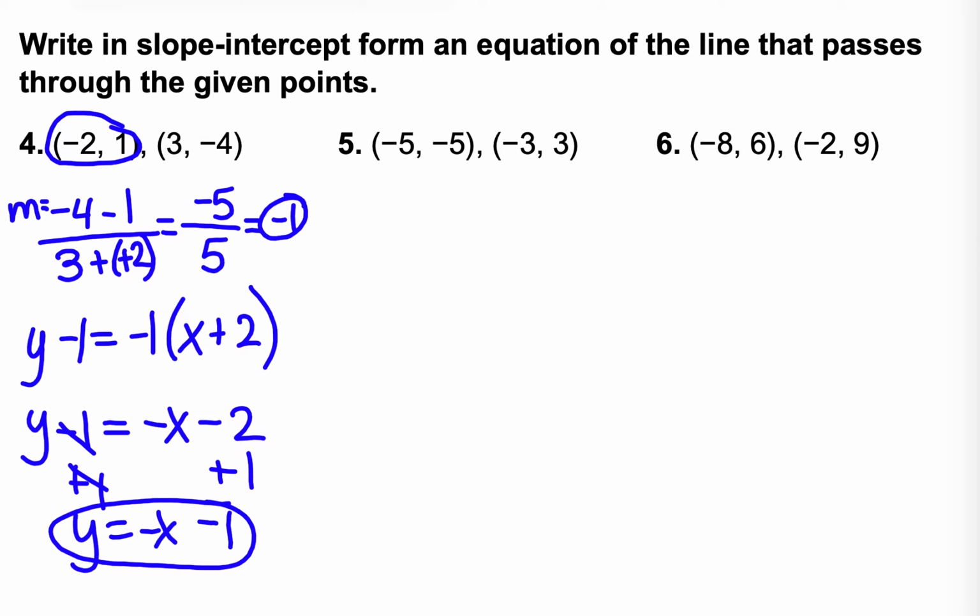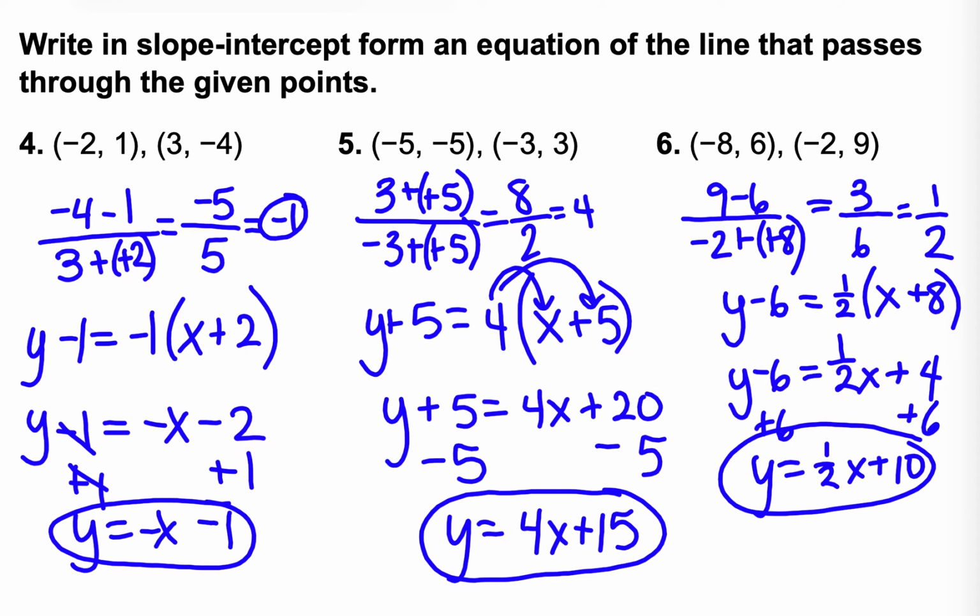Okay, so let's check your answers. For number 5, you needed to find the slope. So your slope is 4. That's your first step. Now on both of these, I chose the first ordered pair to do my equation. You could have chosen the second one. You should get the same answer at the end.